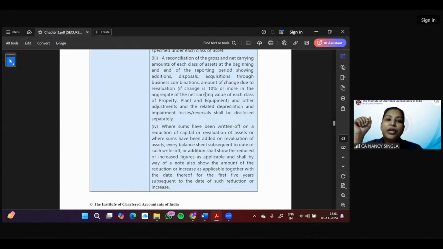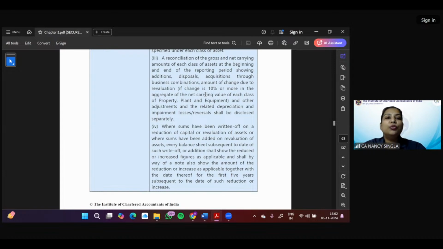And one important point here is that when the amount of change due to revaluation is to be shown, it will be shown only if it is 10% or more in aggregate of the net carrying value of each class of PPE. So if it is less than 10%, such change shall not be shown. If the change is 10% or more, it will be shown, right?